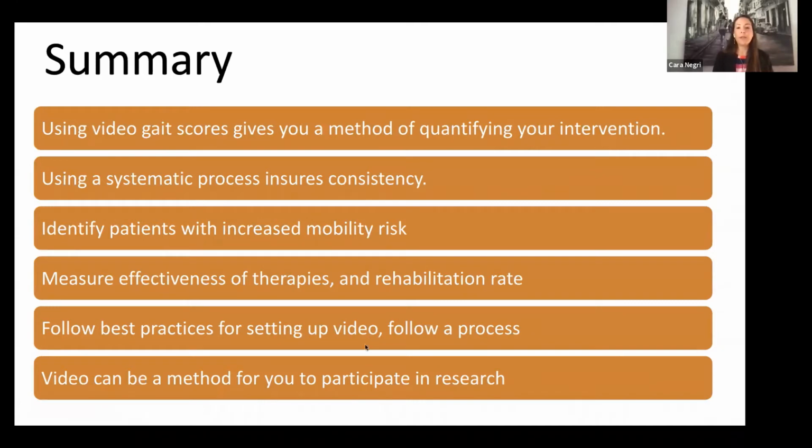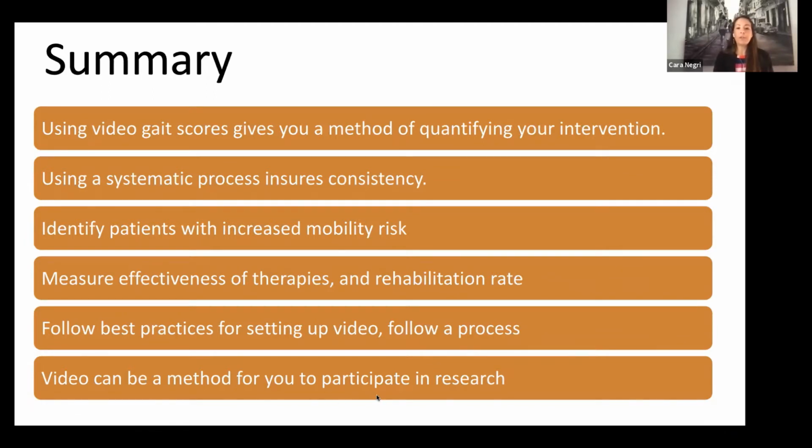I do recommend following the best practices for setting up video. If you haven't read the study by Fatoni and Stein, that is a great study that basically gives you the best practices for how 2D video can be comparable to 3D video or 3D gait analysis. So I do recommend reading that study.